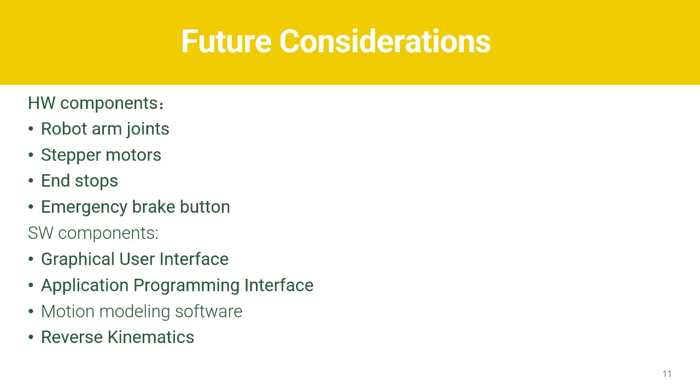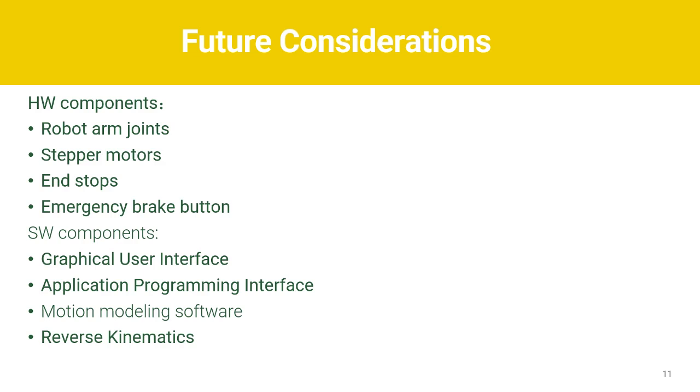Let's move to the next part, software components. So the first one is the GUI. We will develop a user-friendly GUI to allow users to control each joint of the robot arm individually or set the gripper to a certain position in XYZ coordinates. The GUI will provide an intuitive and easy-to-use interface for users to interact with the robot arm.